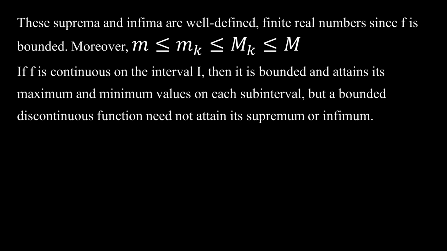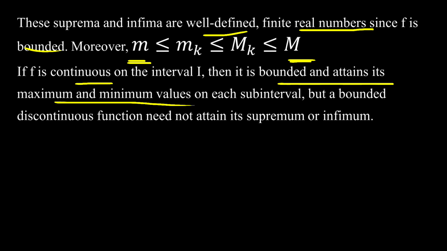Now, these suprema and infima are well defined. It's a finite real number since f is bounded. That will mean that at any given point, this relationship holds. If f is continuous on the interval, then it is bounded and attains its maximum and minimum values on each subinterval. But a bounded function need not attain its supremum and infimum.